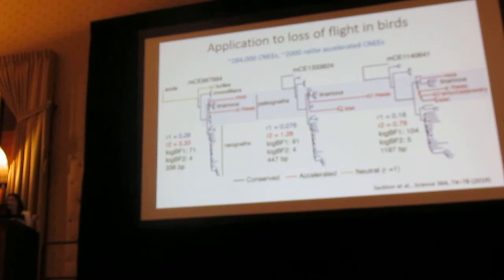For the real data, we apply our method to 280,000 CNEs, conserved non-exonic elements, and we identified about 2,000 red hat-specific accelerated elements. Here are 3 examples. They have different acceleration patterns. For details of the biological function of these elements, please read this paper.